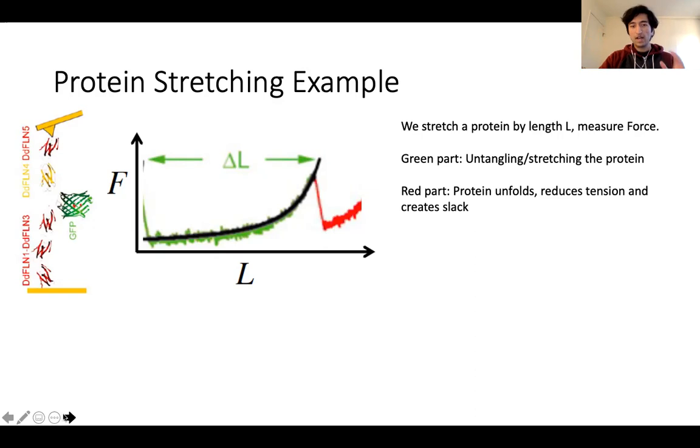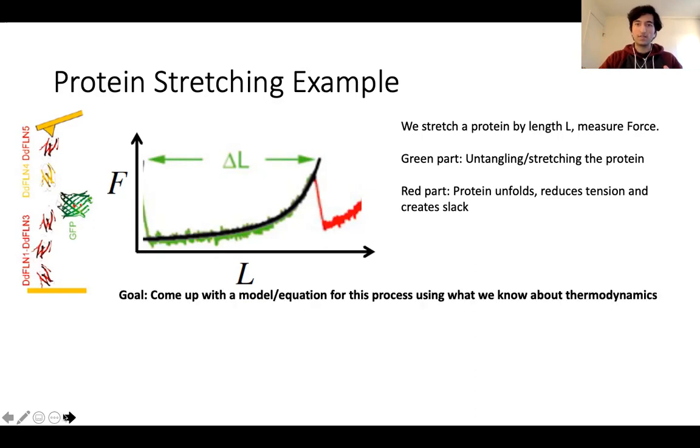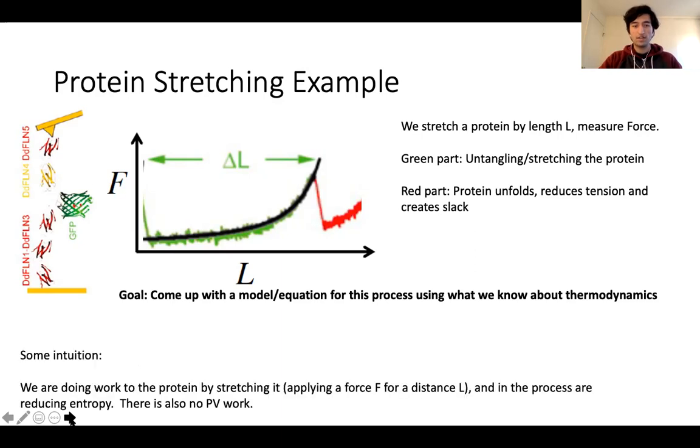Our goal in discussing an example like this is to come up with some way of describing the system using the thermodynamics that we know, and also some math, to come up with something generalizable to more than just pulling a protein. To give you some intuition to get started: what's different in this example is that if we're just stretching a protein, we're not really expecting the temperature to change, so we can probably hold that constant.